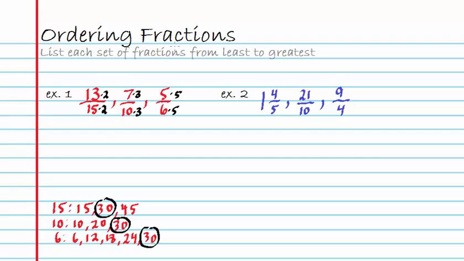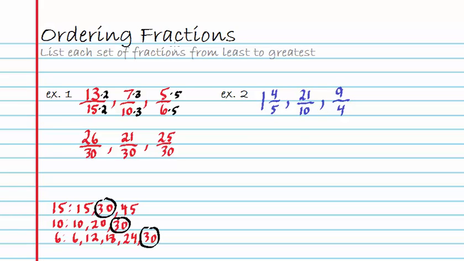So let's take a second to rewrite each one of these fractions. So 13 over 15, we can rewrite that as 13 times 2, which is 26, over 15 times 2, which is 30. My next one, when I rewrite it, 7 times 3 is 21 over 30. And my third fraction will be 5 times 5, which is 25 over 30. At this point, I have common denominators, so it's really easy to figure out which one is the smallest and which one is the largest.